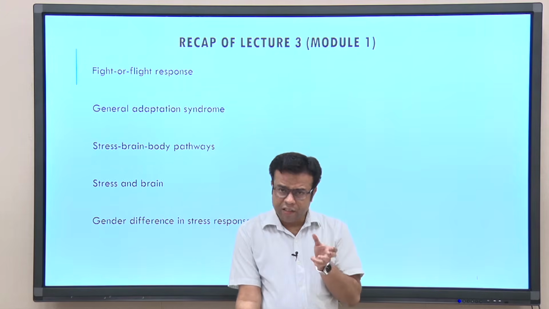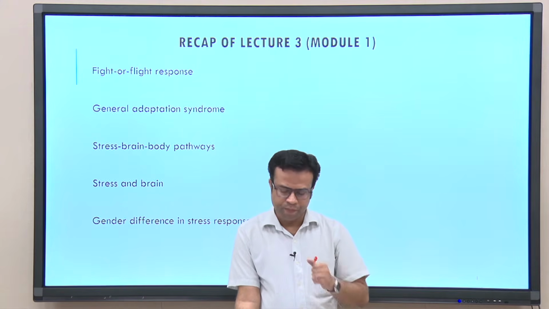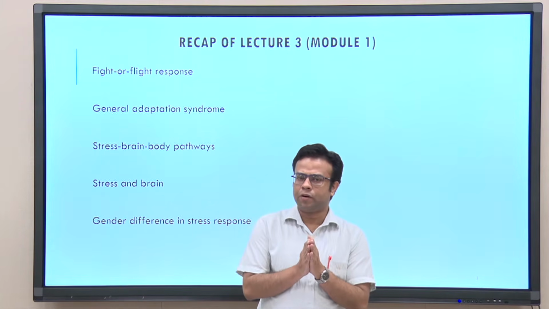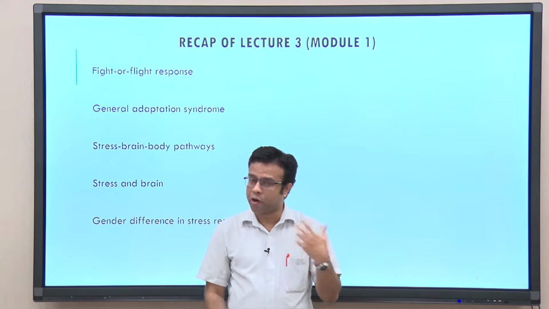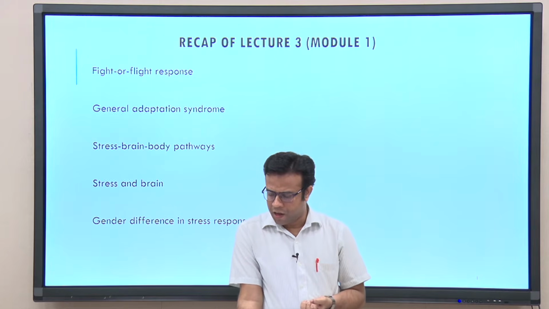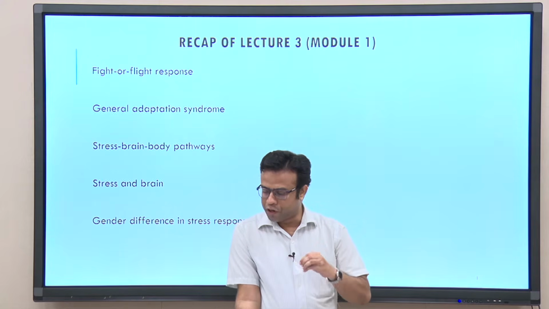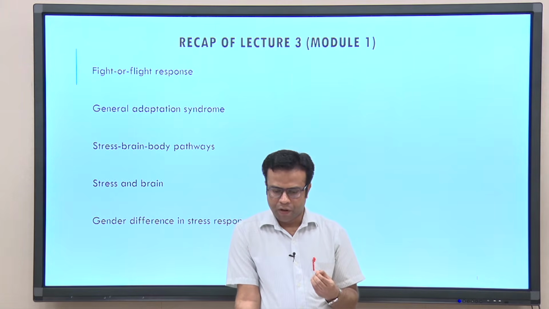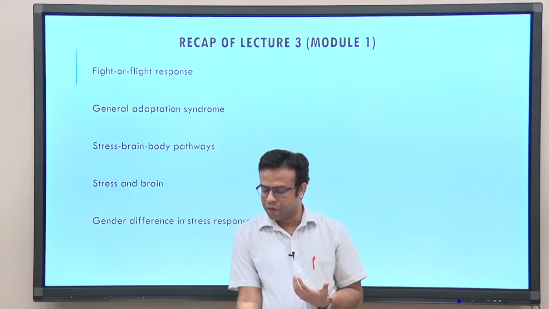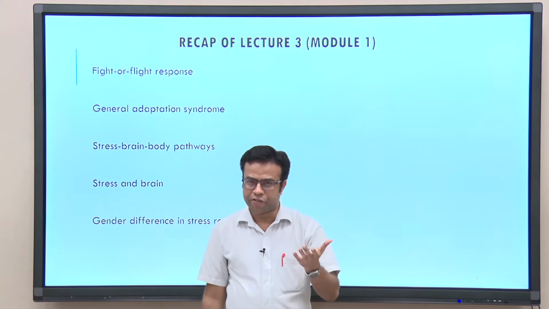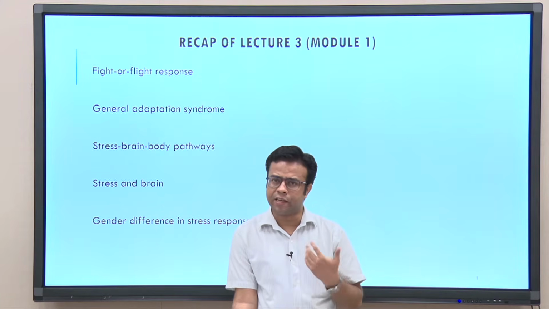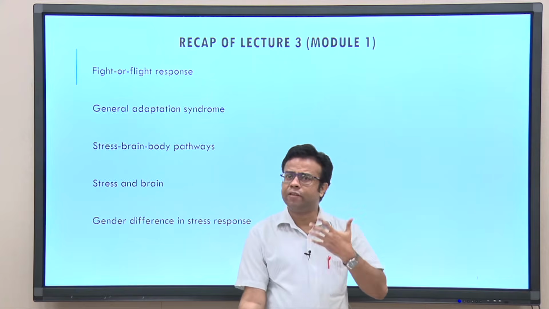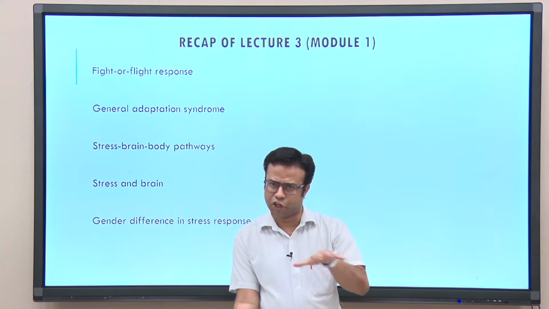Then we also discussed the connection between stress and the brain, and we discussed that stress particularly influences 2 parts of the brain: the hippocampus and the prefrontal cortex. The hippocampus is mainly responsible for learning, memory and emotions. The prefrontal cortex is primarily responsible for higher cognitive functions or executive functions, such as regulating thoughts and emotions, decision making, etc. So, stress can influence these 2 parts and adversely impact these functions.